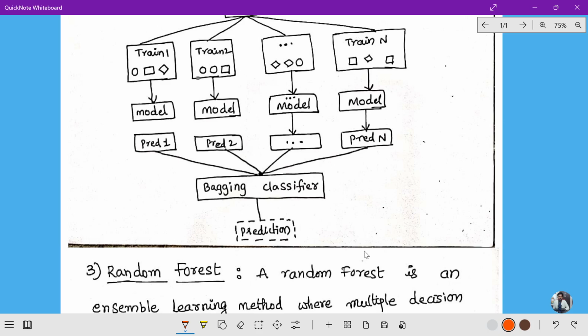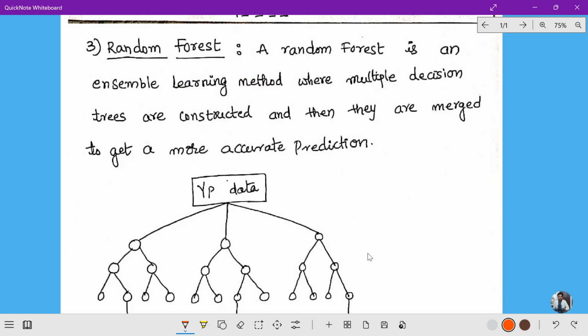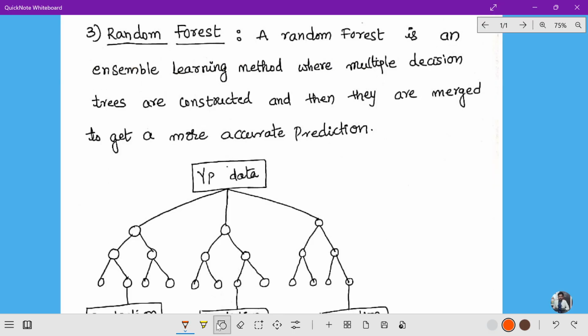So this is the main important diagram for the bagging concept. Okay, let us go for the third one. The third one is called random forest. What is the meaning of the random forest algorithm? Random forest is an ensemble method where multiple decision trees are constructed, then they are merged to get a more accurate prediction. So remember, in random forest we are using multiple decision trees. First we construct different decision trees, then we merge them, and by that way we predict the output.